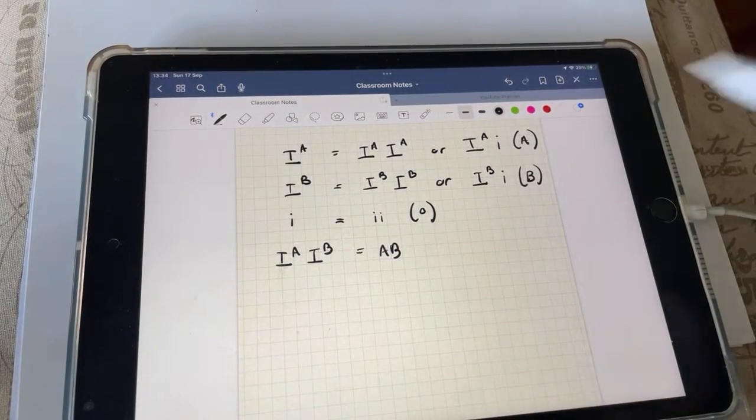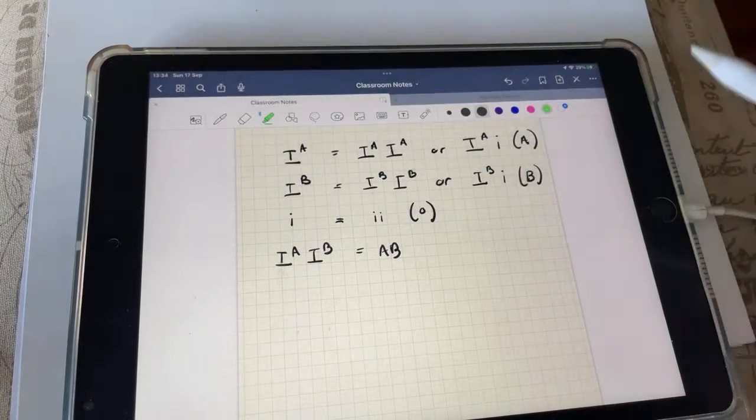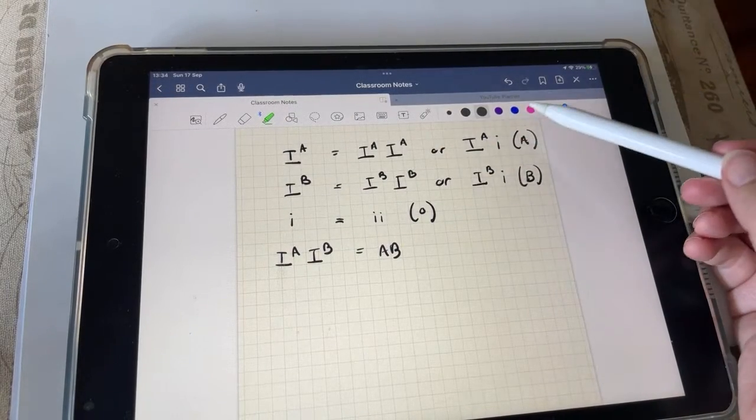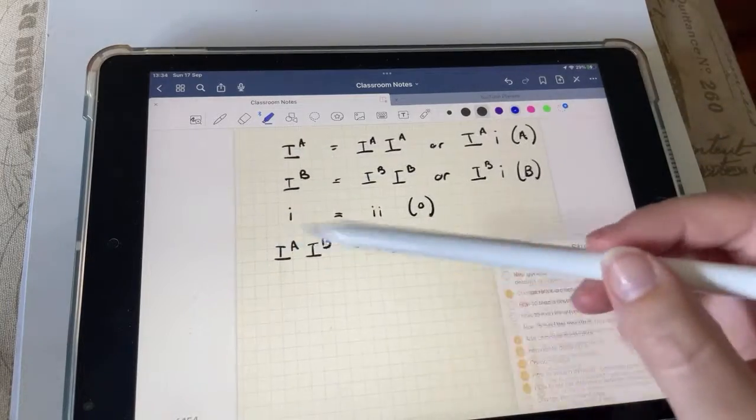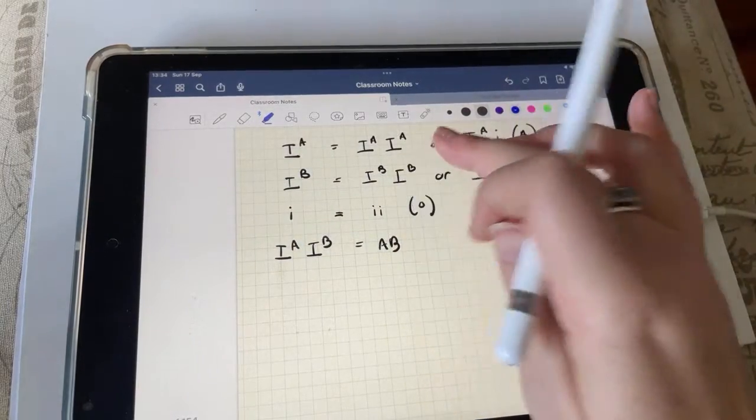So blood groups show us an example of co- and incomplete dominance happening at the same time. Let me show you what I mean. Oops, let me just close that.